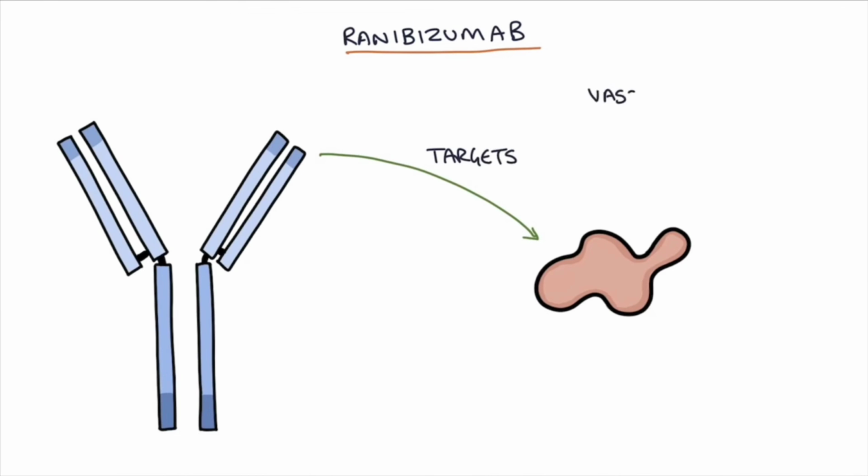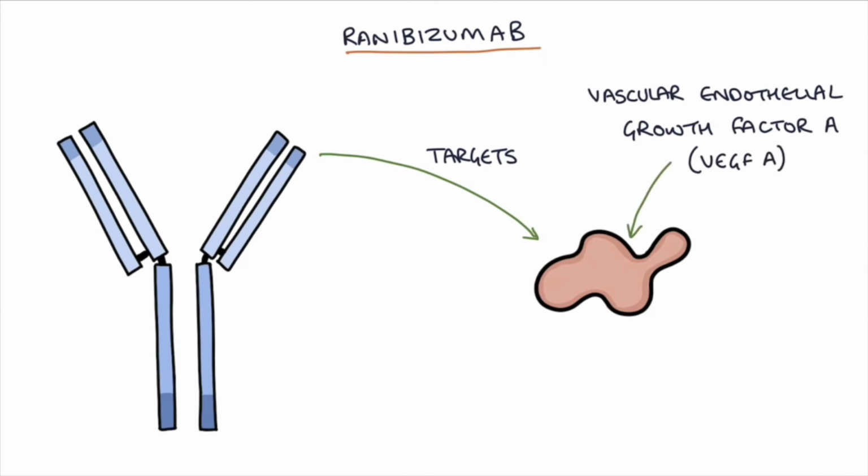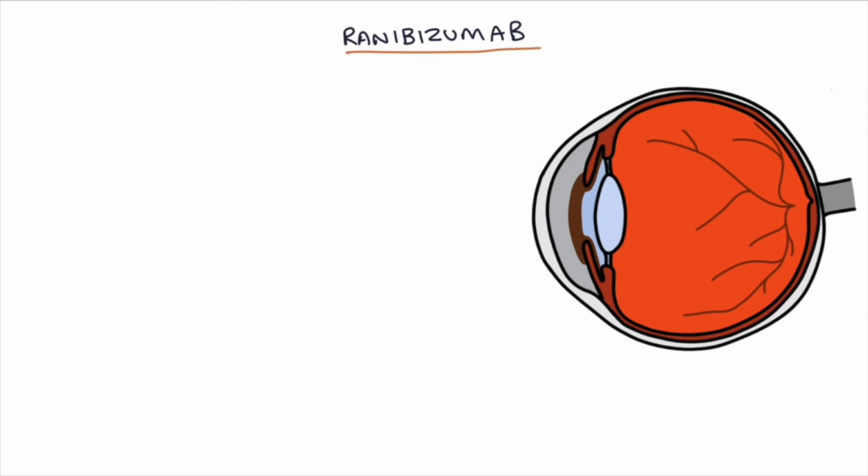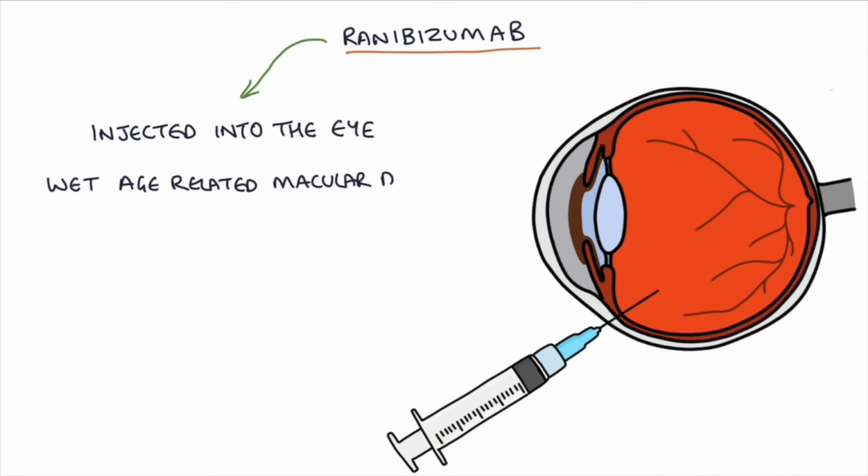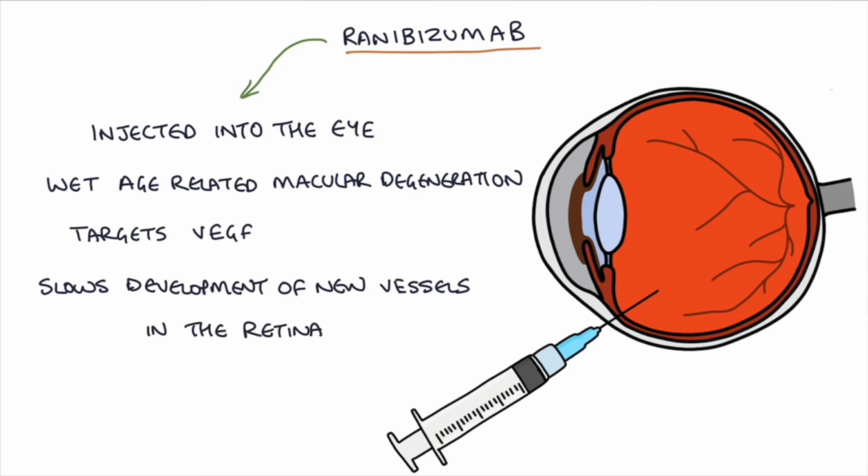Another common monoclonal antibody that you might come across is ranibizumab, and this targets vascular endothelial growth factor A, or VEGF-A, which is a growth factor that stimulates the development of new blood vessels. And this is injected directly into the eye of patients with wet age-related macular degeneration, and it targets that VEGF growth factor and destroys it. And this helps to slow the development of new blood vessels in the retina of patients with wet age-related macular degeneration and slow the progression of the disease.